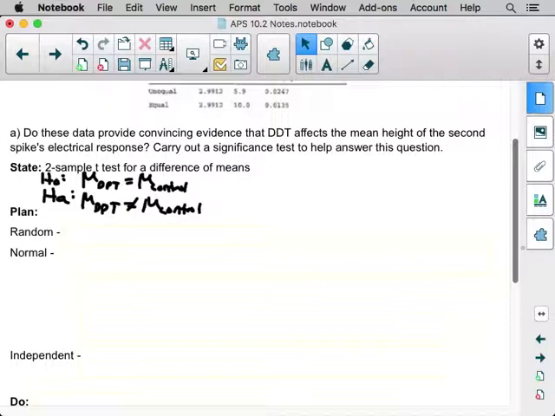All right, how did they discuss randomness here? What did they say about that? Yes, they called this a randomized comparative experiment. So basically what that means in more common language is they randomly assigned these rats to a treatment group. All right, normality. Yeah, it's not big enough, is it? Neither one. So we do need to graph this, okay?